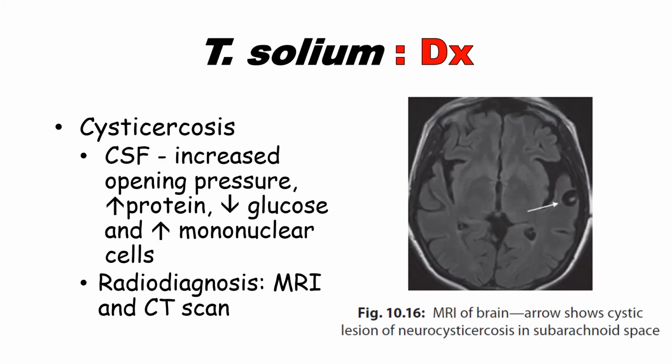For the diagnosis of cysticercosis in particular, we need to check the CSF for an increased opening pressure. Definitely, due to inflammation, there is an increase in protein, a decrease in glucose because glucose will be utilized by the parasite, and increased mononuclear cells as immune response. So there is a significant indication by examining its CSF. And you can check its brain scan through MRI and CT scan.